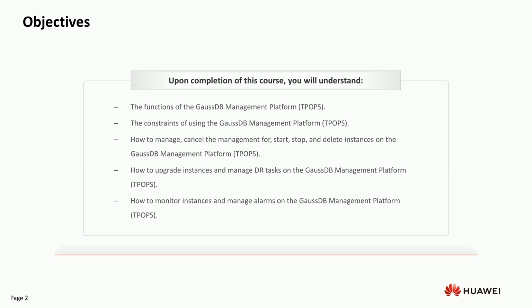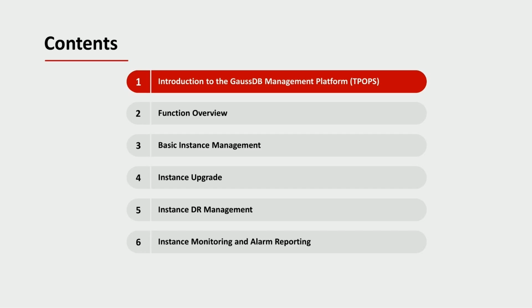This course will introduce daily O&M operations and processes by discussing the function, constraints of using platform and how to manage, cancel the management for, start, scale, stop, and delete instances on the GaussDB management platform. This course mainly consists of 6 parts: platform introduction, function overview, basic instance management, instance upgrade, instance DR management, and instance monitoring and alarm reporting.